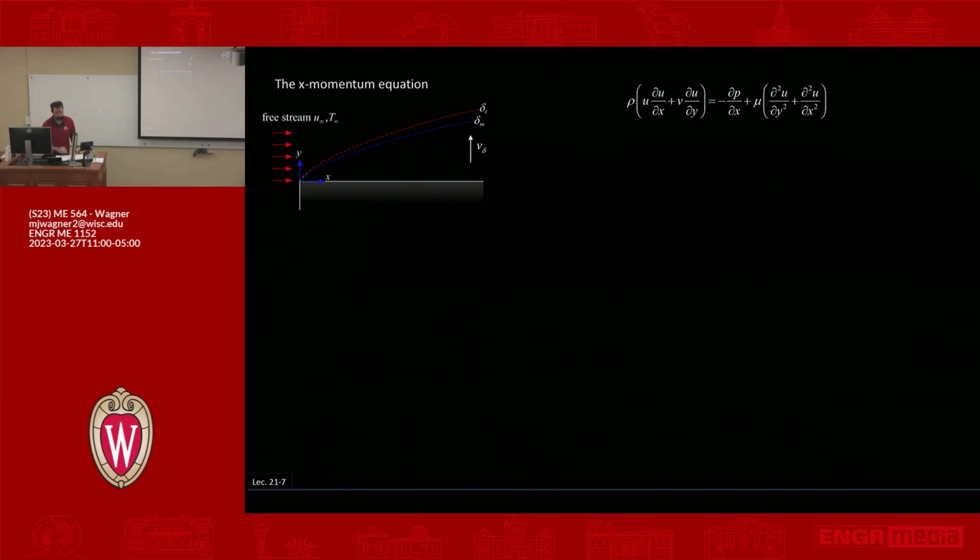Let's move on to the x momentum equations. This becomes a little bit more involved. We have to go through each of the terms and decide which of them are important. So again, we're going to do the order of magnitude analysis on all of these. Let me just write this out where we can look at each term individually.